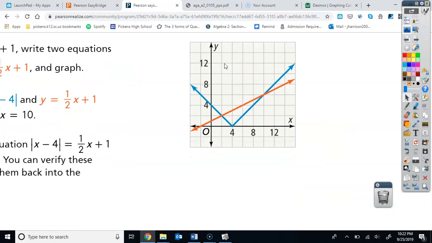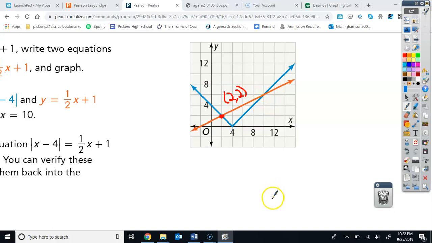So you can see that it's an absolute value that's been moved over to the right 4 spaces. And then 1/2 x plus 1, notice it begins at 1, and then it goes up 1 over 2, up 1 over 2, up 1 over 2. Make sure you pay attention to what you're counting by. But notice, like I said, right here is where the two graphs intersect each other. That point is the point 2, 2.